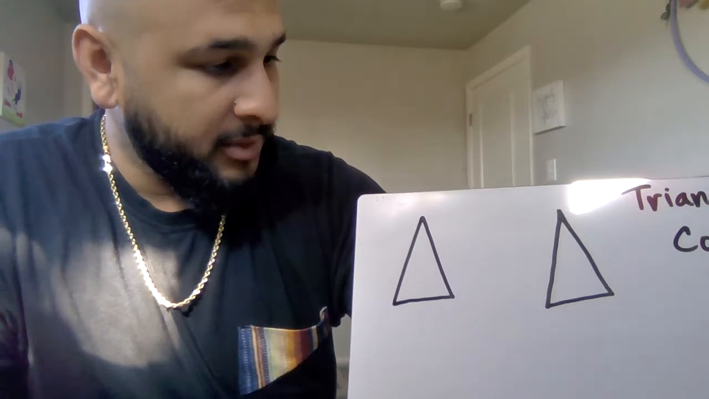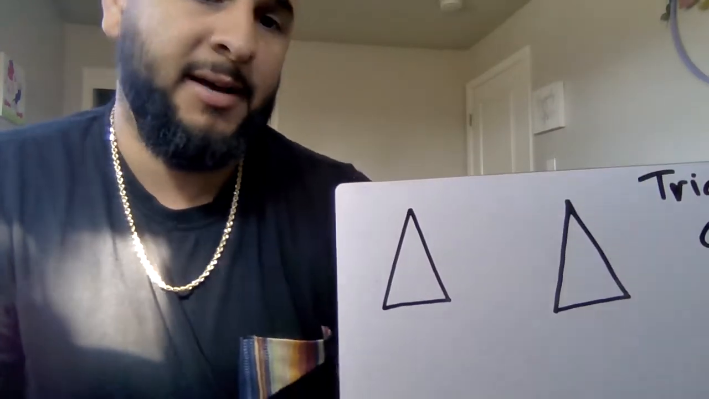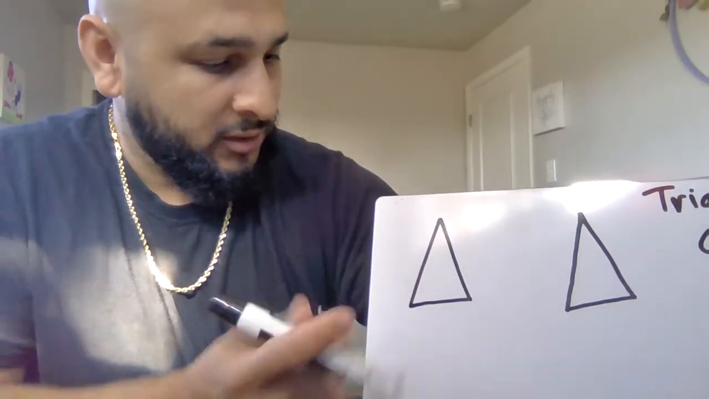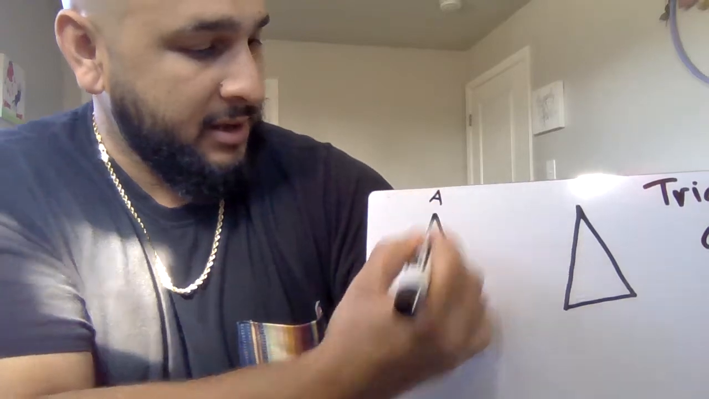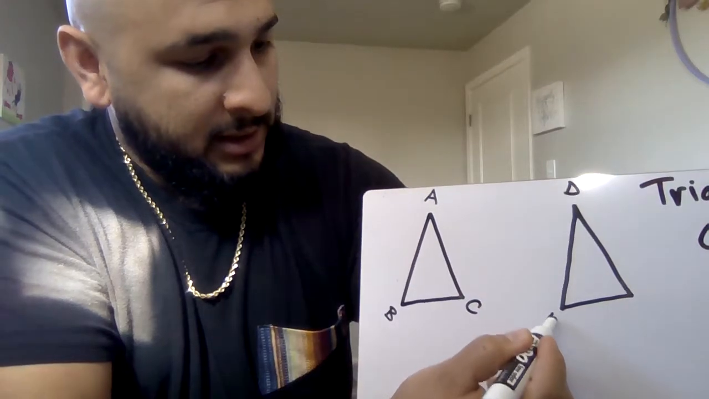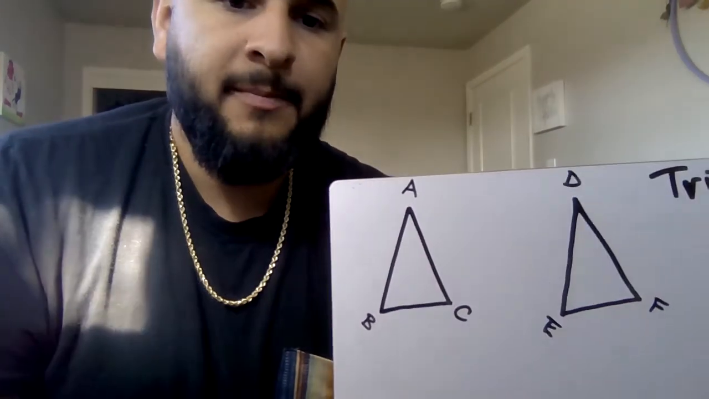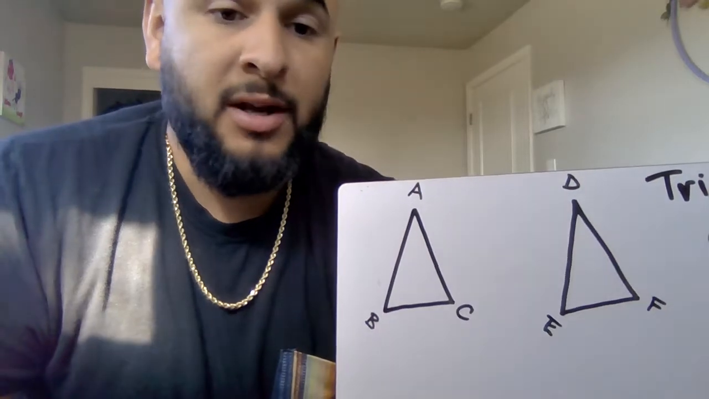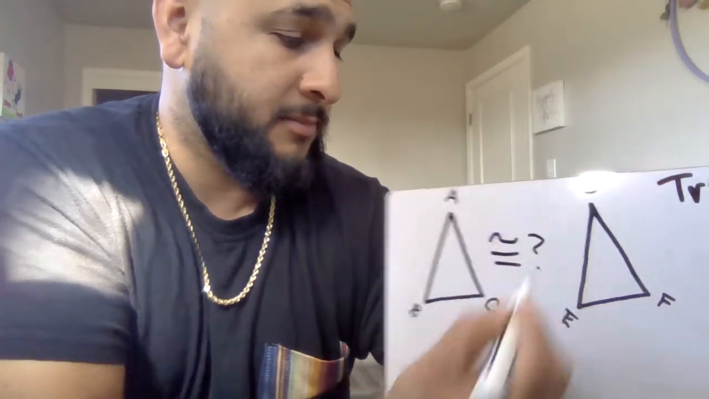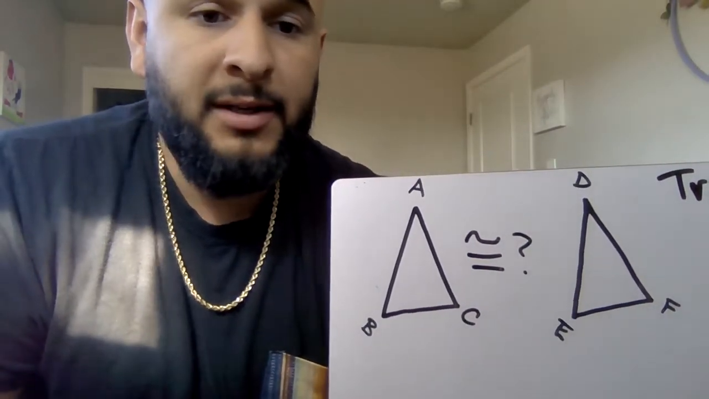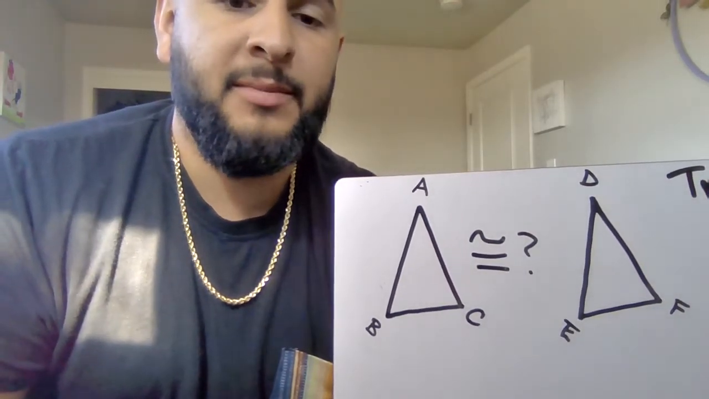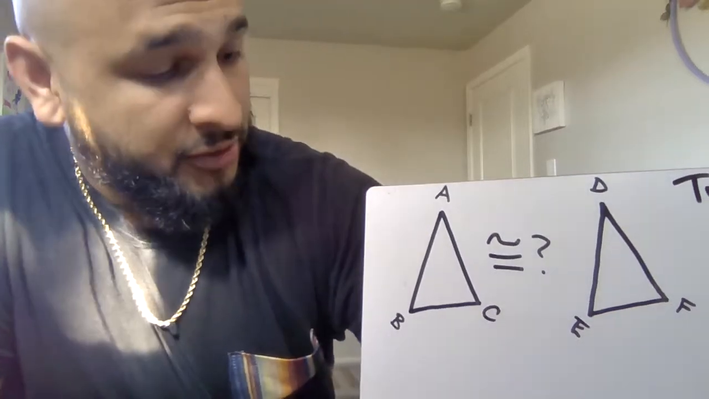The first one we're going to talk about is side angle side. It has to be in the same spot. So let's say I have A, B, C, and D, E, F. I don't know if these triangles are congruent or not. That's our question. Are these two triangles congruent? Yes or no? Right now, I have no idea. I think they are. They look like they're the same shape and size. But until I have some of these symbols in there, I'm not going to know for sure.